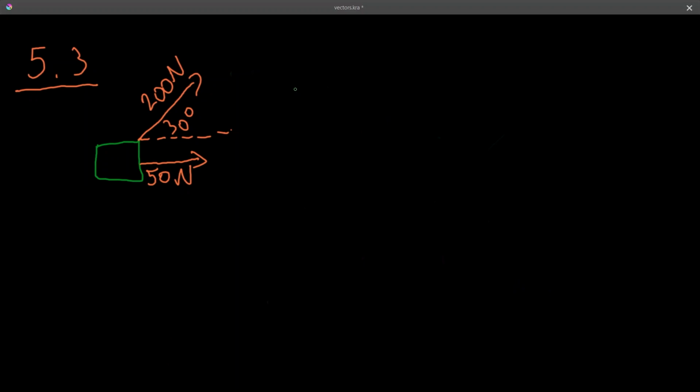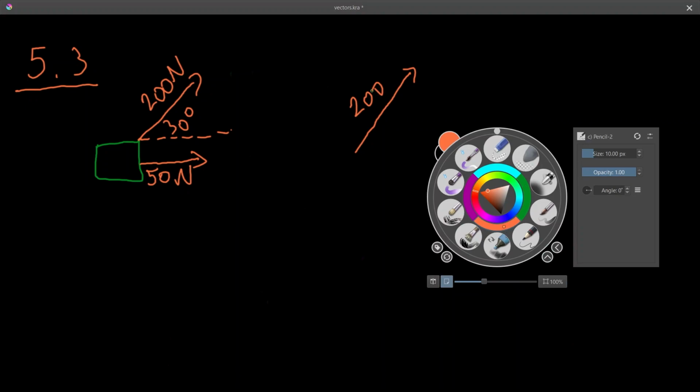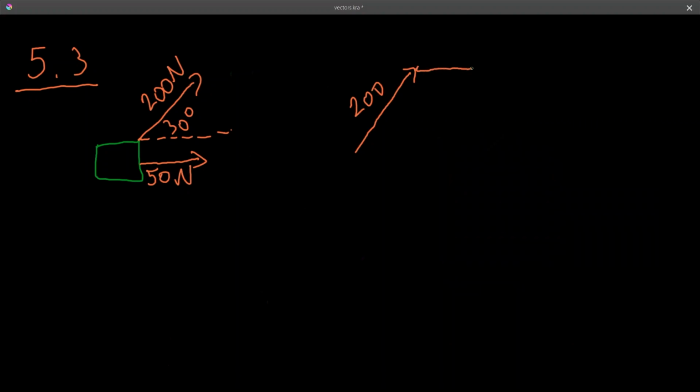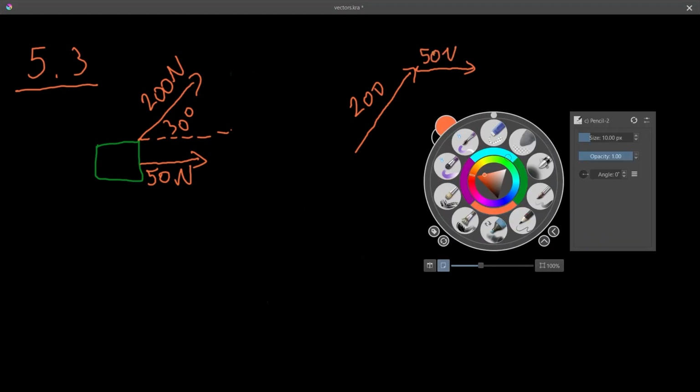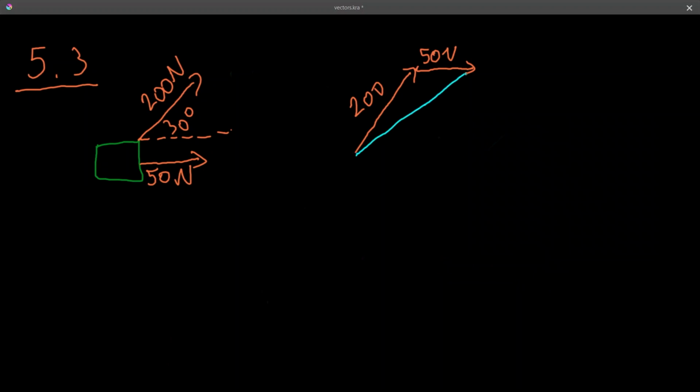So again, if we take these two vectors and we put them head to tail, so this is the first one, this is 200, right? And then the second one would be like this, so like 50 newtons. Then F net would be this force right here. Okay, this is F net. So the way we do this is we calculate F net x and F net y, right? So to calculate F net x, we're just going to say F net x is equal to the x components of both of them.